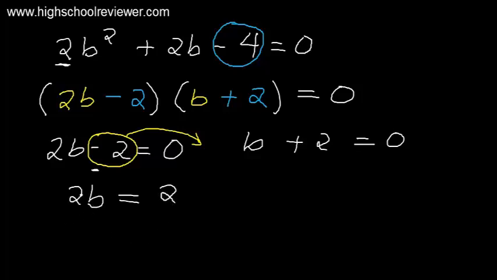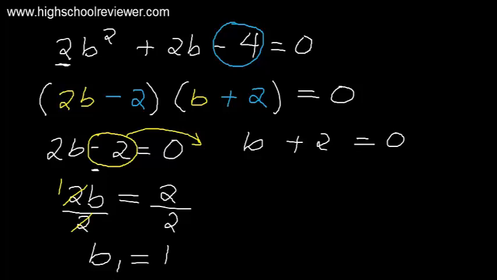And to solve for b, we need to cancel out 2. So to cancel out 2, just divide both sides of the equation by 2. Now, 2 divided by 2, this will be cancelled out since this is equal to 1. And then 1 multiplied by b, this will give us positive b. 2 divided by 2 is positive 1. So this will be our b sub 1.